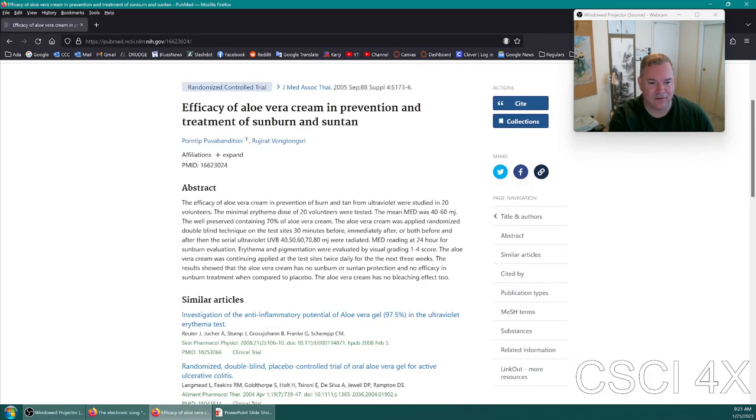So they got 70% aloe vera cream, randomized, double blind, before and after, and they're irradiated with ultraviolet B. And then they graded the erythema and pigmentation. Aloe vera cream was applied twice daily for the next 3 weeks. It showed that aloe vera has no sunburn or suntan protection and no efficacy in sunburn treatment when compared with placebo. So there you go.